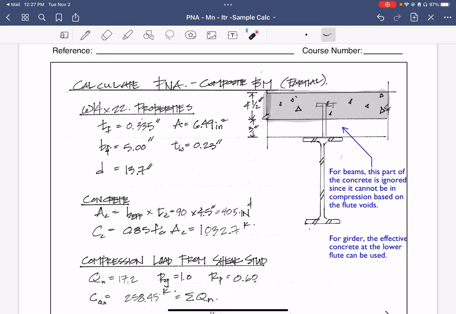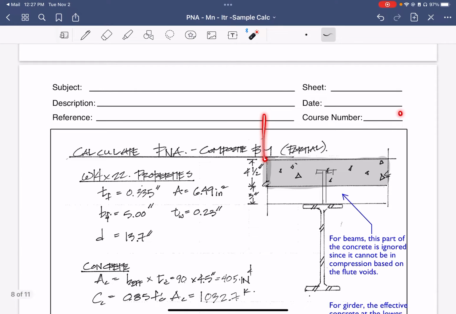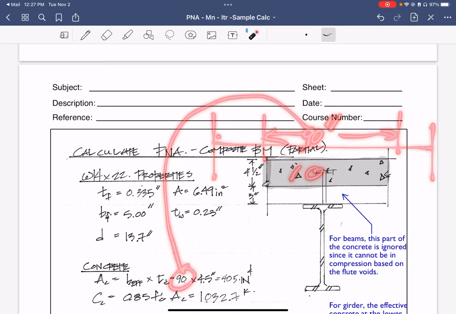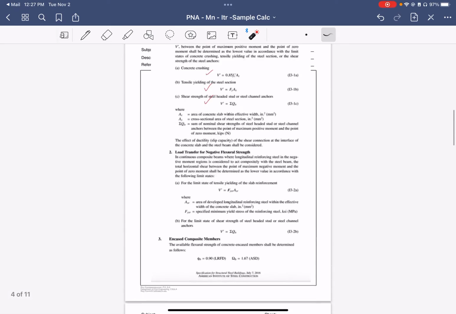So now right here, what we've done is taken the concrete, which is based on the B effective. Remember that table that we talked about, what the B effective is? So even though you can have, say, 10 feet total, what it's saying is that in this case, based on the span, you got 90 inches instead. Okay, so let's verify that really fast.